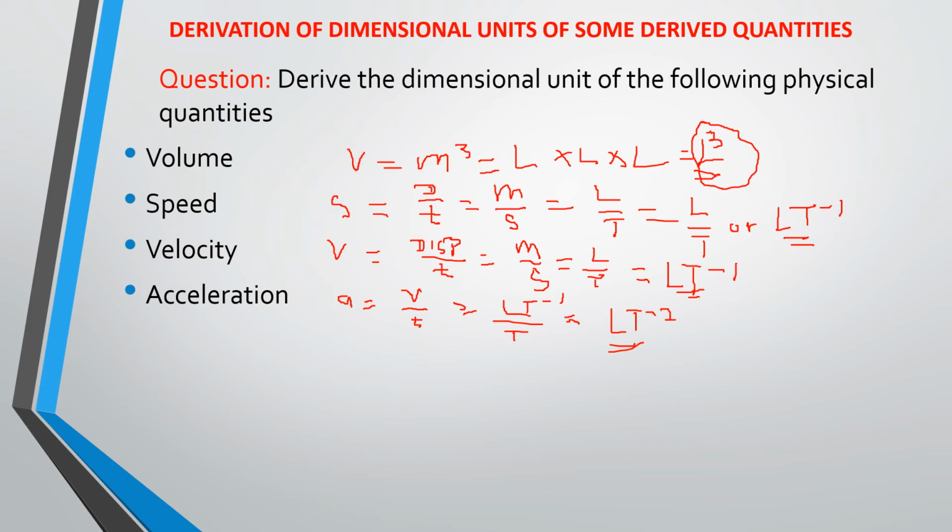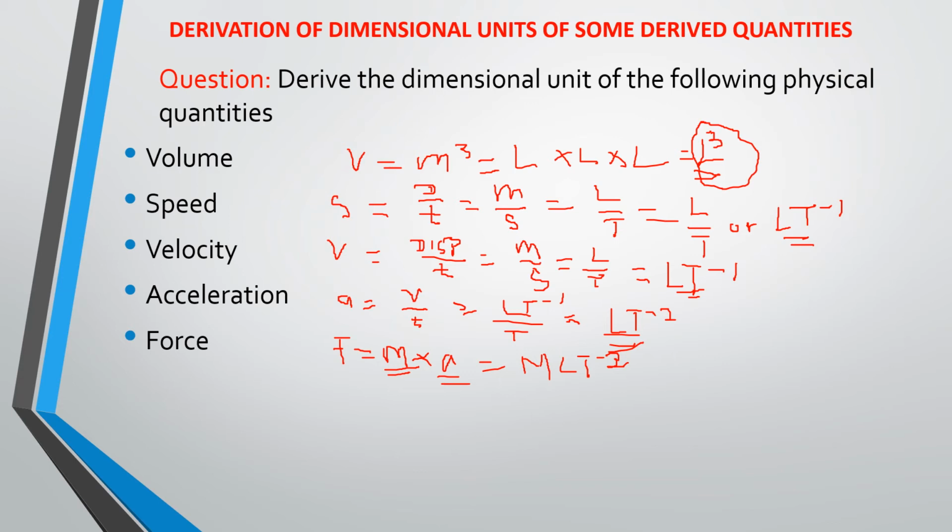Force is mass times acceleration. So if you bring the dimensional symbol for mass, it's capital M, and then the dimensional unit of acceleration is this, L times T raised to power minus 2. So this is the dimensional unit for force: M L T raised to power minus 2. When you bring the dimensional unit of mass and that of acceleration, you get this. Okay, so this one is also simple too.